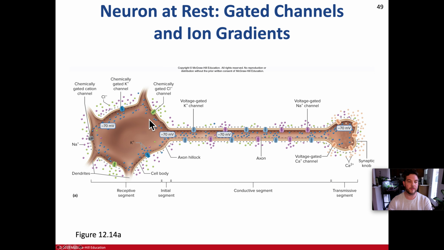Okay. Here's just a picture of this. So you have the cell body, your axon, and then your terminal segment. You can see as you start up here, you have your chemical gated channels. As you start to get into the axon, the conductive segment, you start to switch to your voltage-gated channels, and then down here you have these calcium channels. So all pumps and channels switching slightly differently depending on what segment you're in.